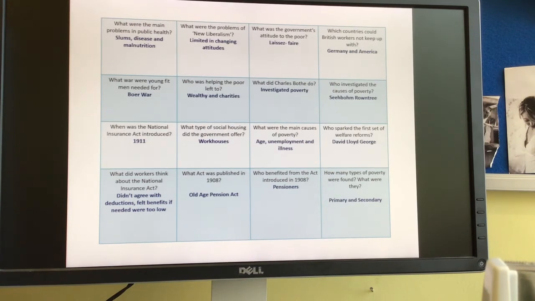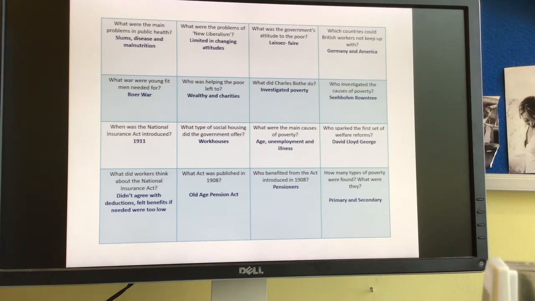What were the main problems in public health? Well, it was the slums and the disease in the cities. What were the problems of new liberalism, this new Liberal Party? That they're limited in changing attitudes. They can't do everything themselves. What was the government's attitude to the poor? Well, before it was laissez-faire and they were trying to change.